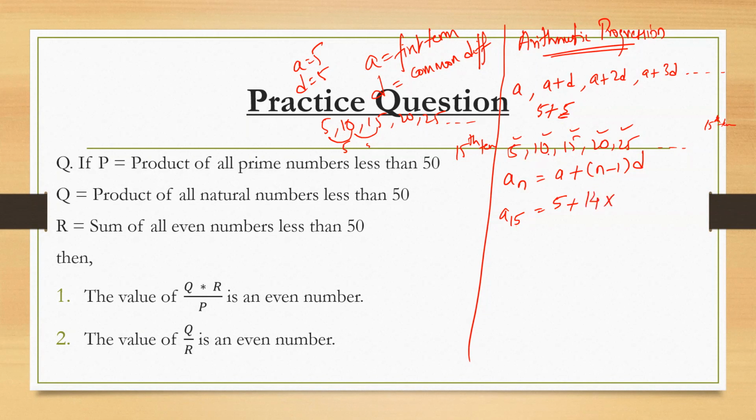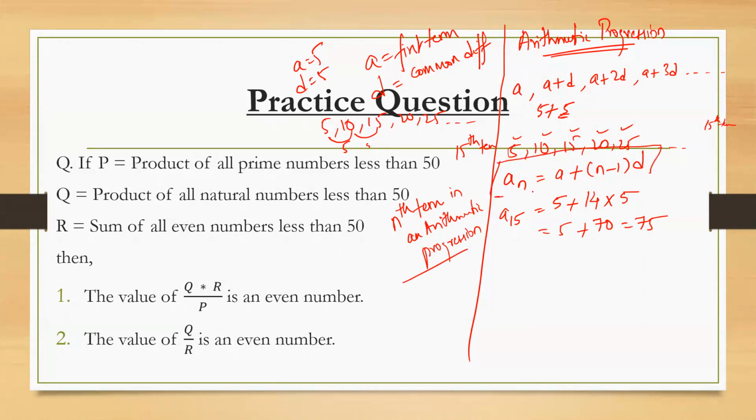What is the common difference here? The common difference is 5. So here it is nothing but 70, or it is 75. Are you getting this, everyone? That is, how do you calculate the nth term in an arithmetic progression? The formula is an is equal to A plus n minus 1 D.